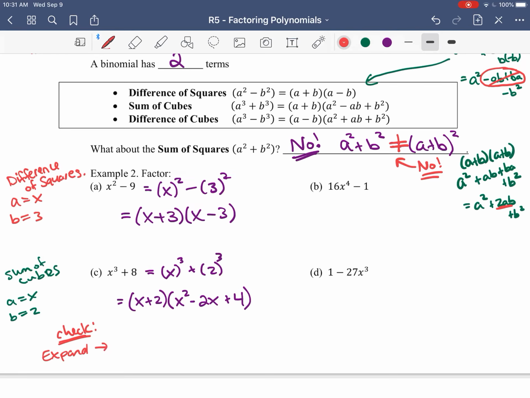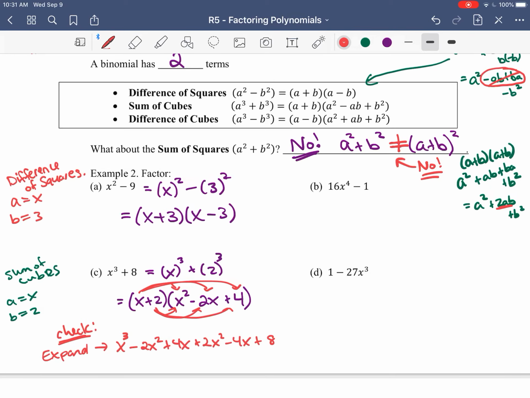Okay, so if we expand, I'm going to do the x through first. Okay, so x has to go to all of these terms. So that's going to be x squared times x, so x cubed. And then it's going to be minus 2x squared plus 4x. And then I have to put the 2 to everything. So that's plus 2x squared minus 4x plus 8.